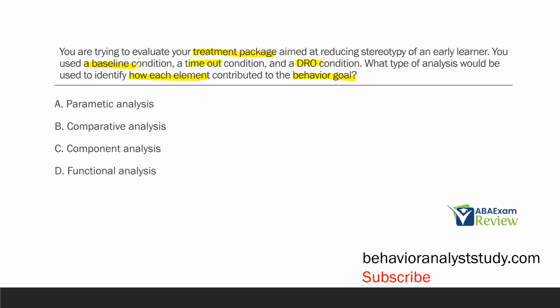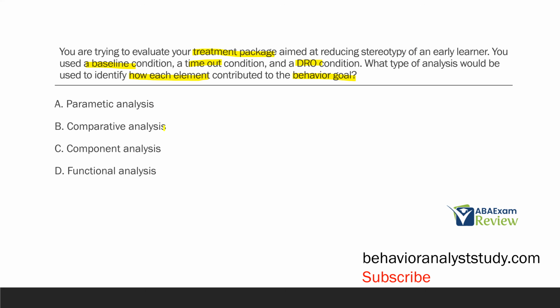We want to know what element contributed, or how each element contributed, to the behavior goal. So are we going to use A, a parametric analysis? Well, a parametric analysis focuses on a single element, and looks at how much of that element. We're not focused on a single element and the dosage. We're focused on each individual element of the package.